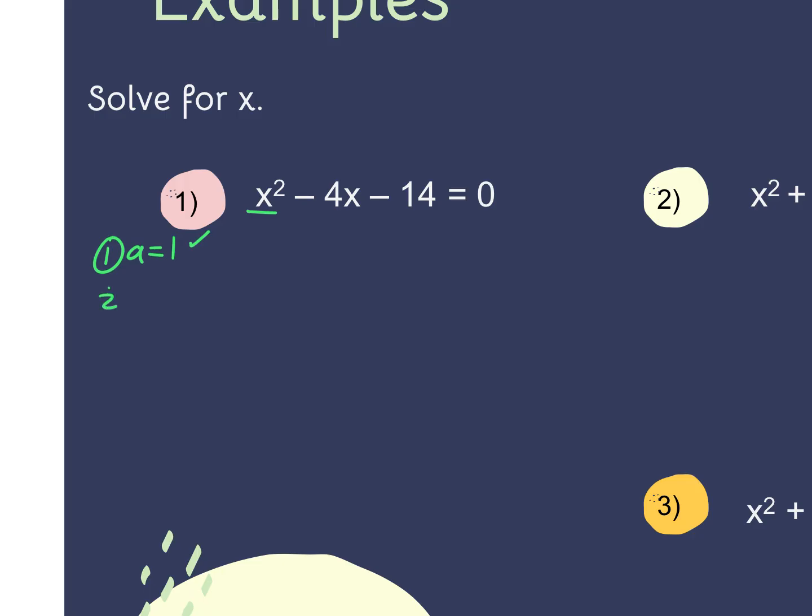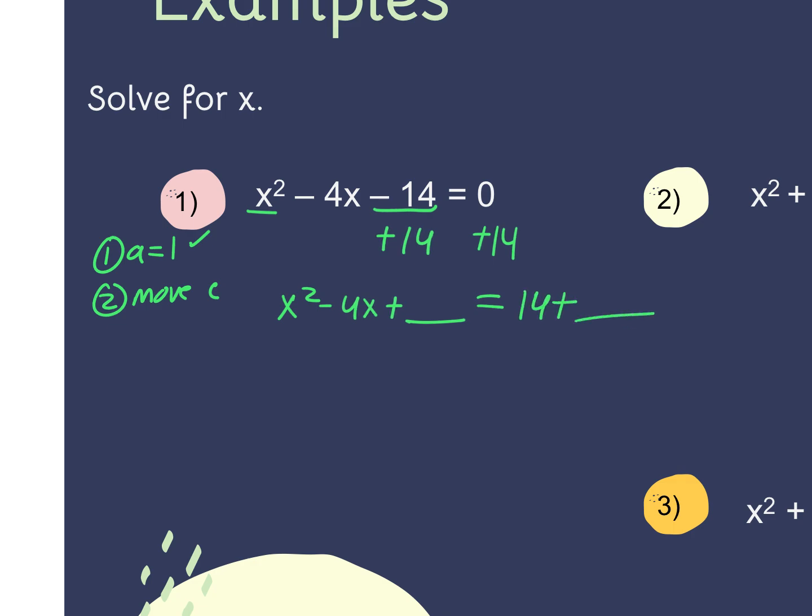The next thing I want to do is move my c term, so move the constant term. My constant term here is this negative 14. I'm going to add it to both sides. So I get x squared minus 4x, and I'm going to add a little blank. 14, sorry. And then 0 plus 14 is going to be 14. I'm going to add another little blank. You'll see what we're going to put there in a second.